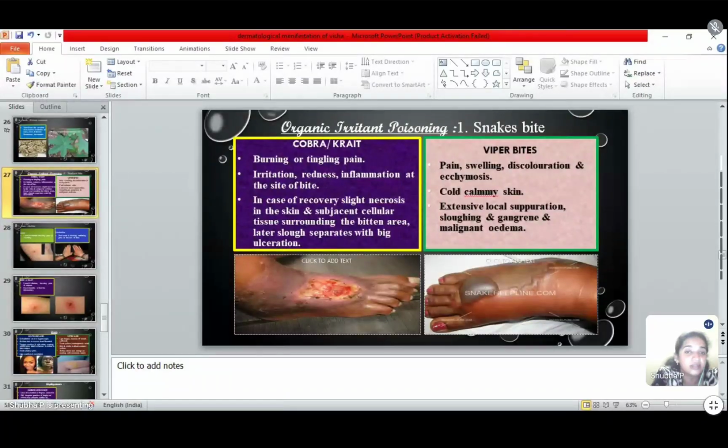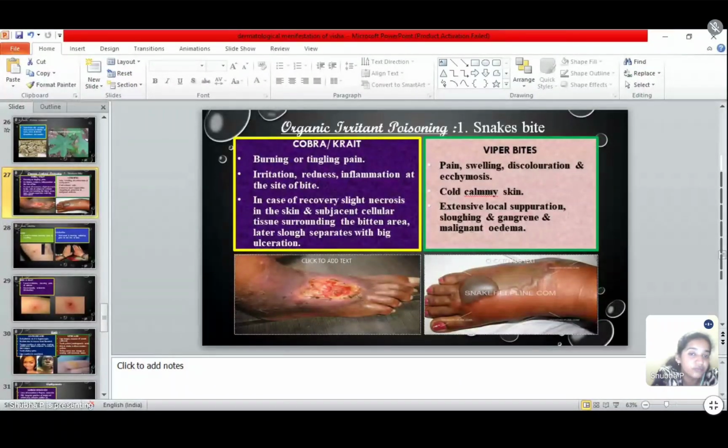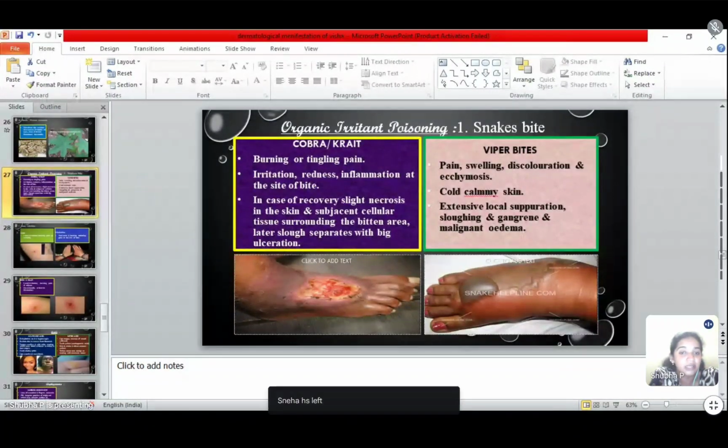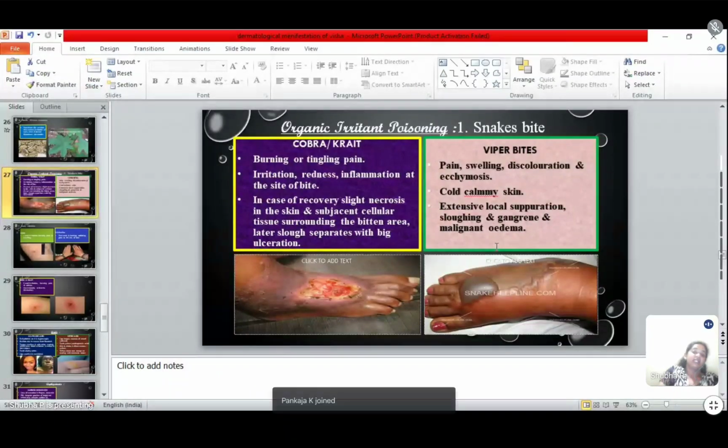Now, if you see cobra and krait bites, there is burning or tingling sensation or pain at the site of bite, irritation, redness, and inflammation at the site of bite. In a case of recovery, slight necrosis in the skin is seen. The subjacent cellular tissue surrounding the bitten area later becomes fluffy and separates with a bigger ulceration. Now, in viper bites, pain, swelling, discoloration, and ecchymosis are seen. Cold, clammy skin is seen, and excessive local separations, sloughing, gangrene, and malignant edemas are seen.